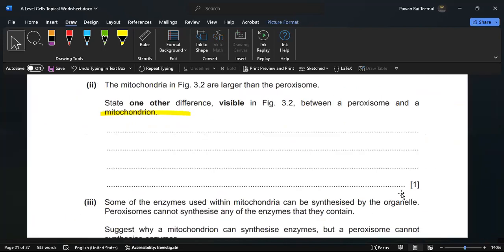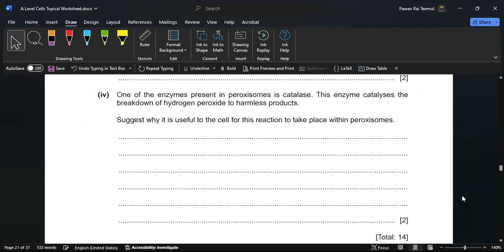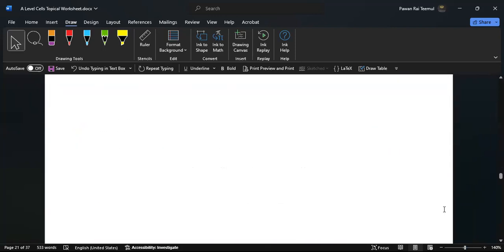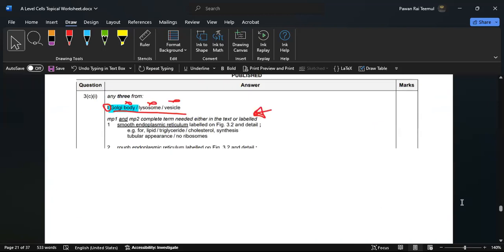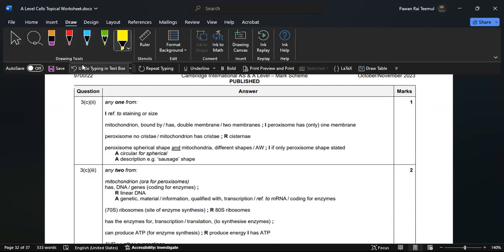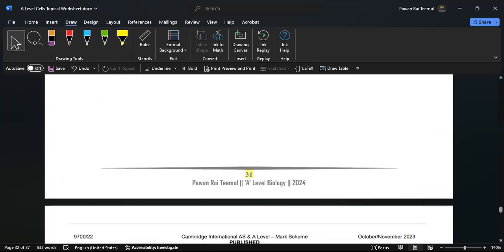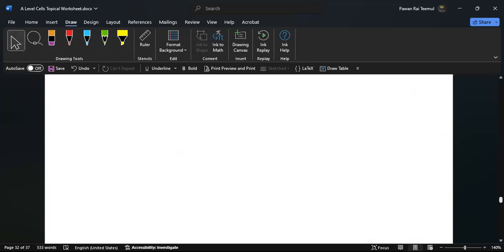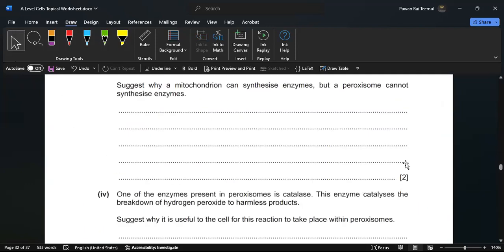Okay, quite clear this part. Absence of cristae, or no cristae. Yeah, no cristae, that's it. Double membrane, yes. Spherical shape indeed. Okay, good. Circular for spherical, sausage shape. Okay, accepted. Okay, cool. What's next?